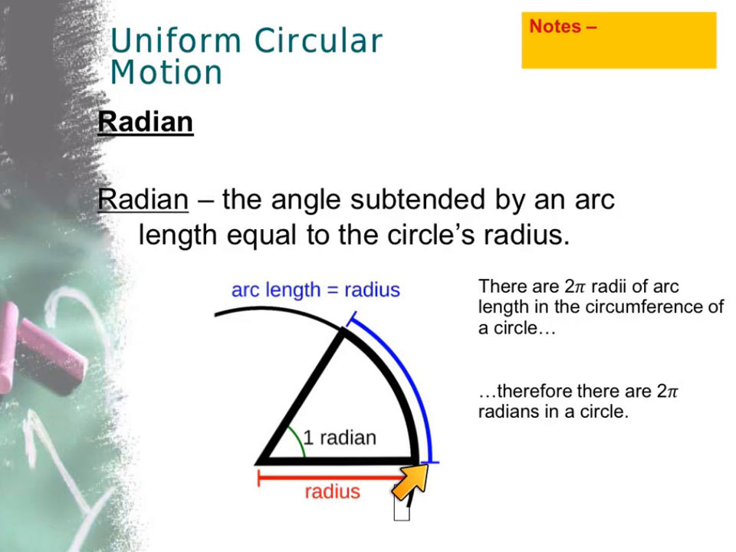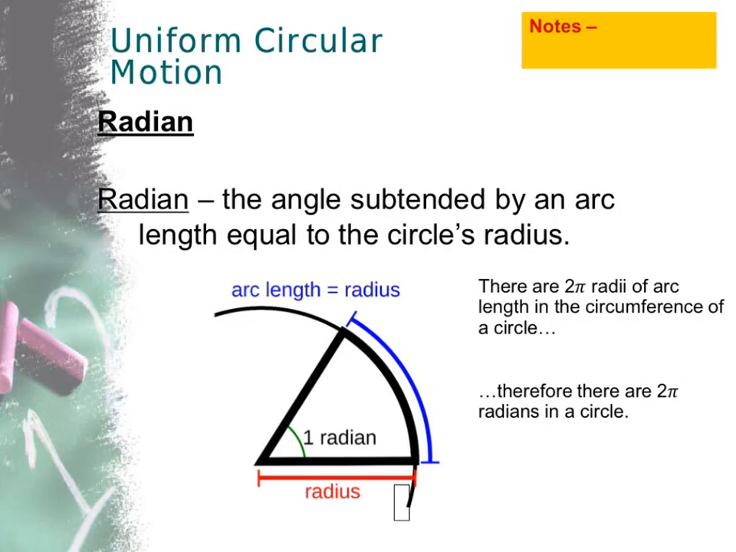We can take a meter stick or some sort of measuring device like a tape measure and actually measure one complete radius. And when we do that along the circumference of the circle, we get an arc length. And when the length of this arc is exactly equal to the length of the radius, then the angle that's subtended by that arc length is called 1 radian.